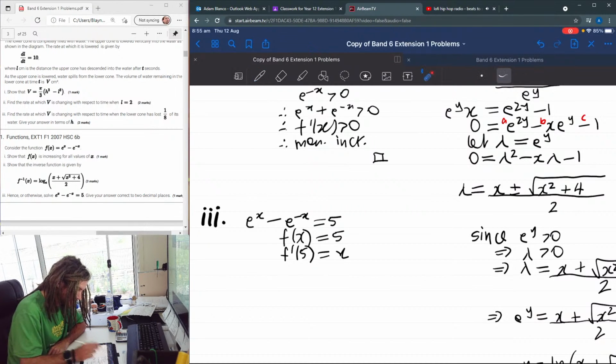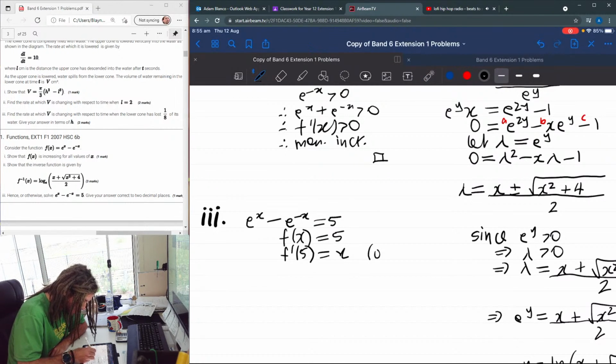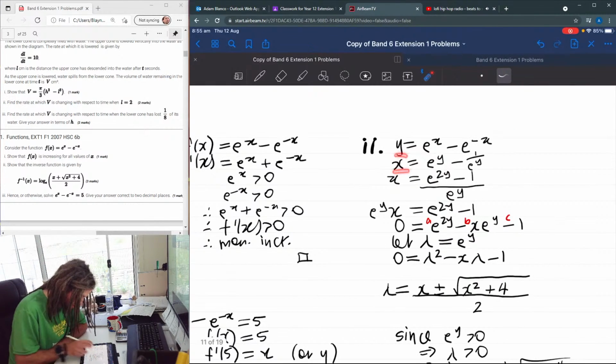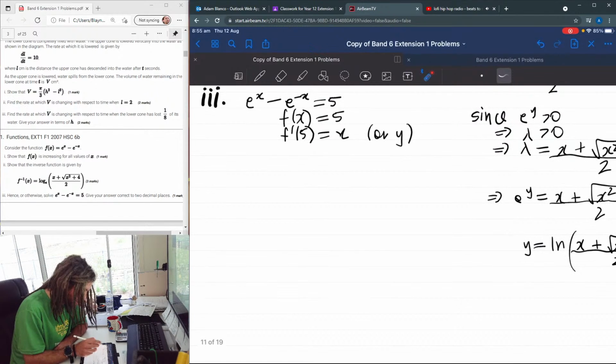But this is kind of confusing because we swapped the variables, so you could consider x to be, we're kind of defining the inverse to be y because, up here, I just kind of swapped them. So I don't really know mathematically what I should put here, whether it's an x or a y.